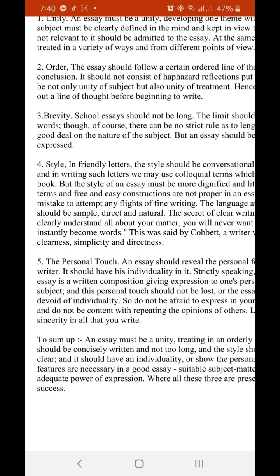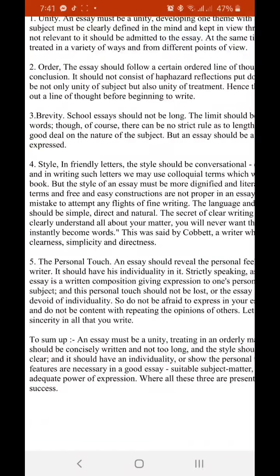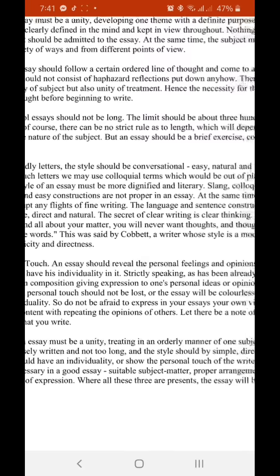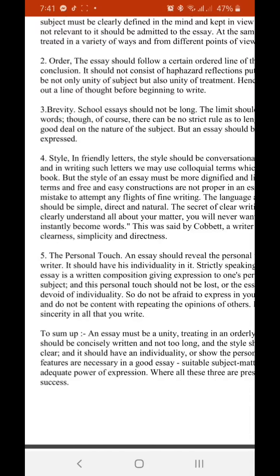The next characteristic that is very important is called brevity. And brevity should be there, obviously, that your essay should be within limit. The limit should be about 300 words.